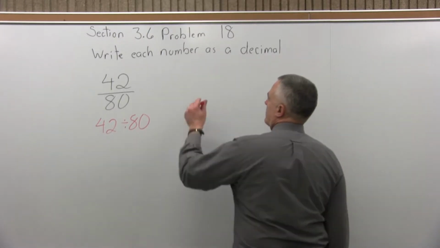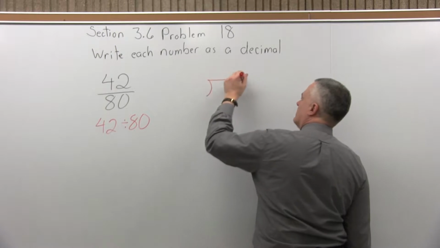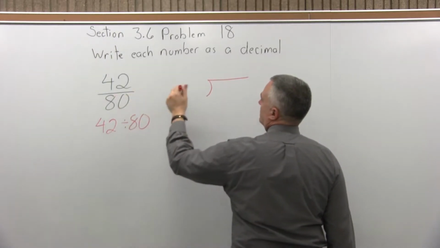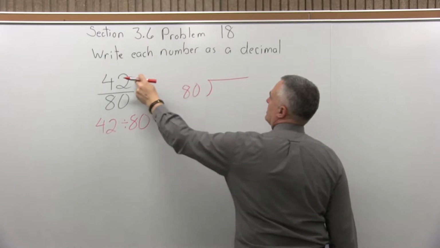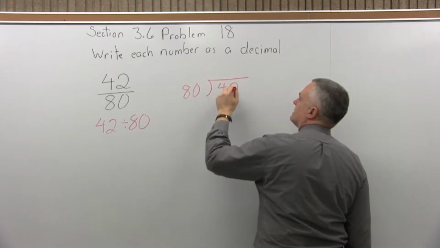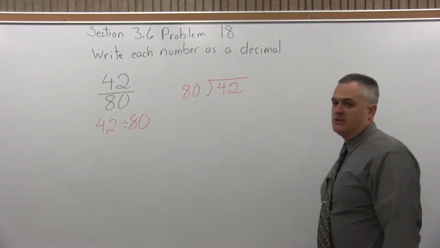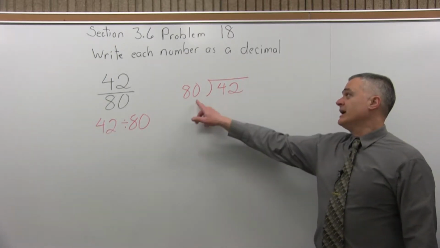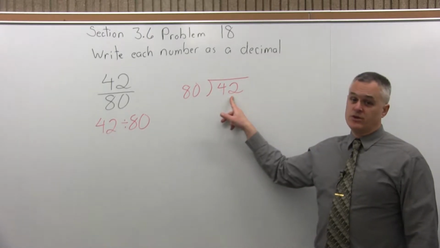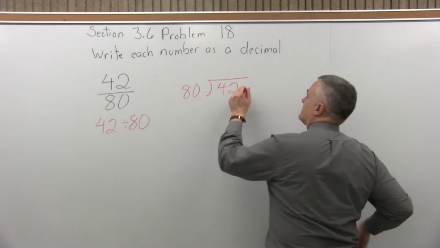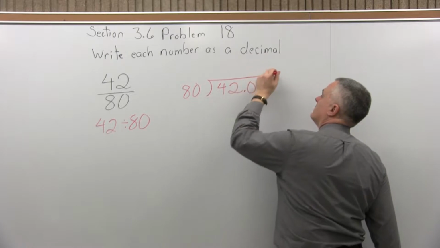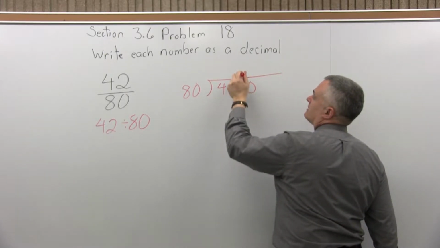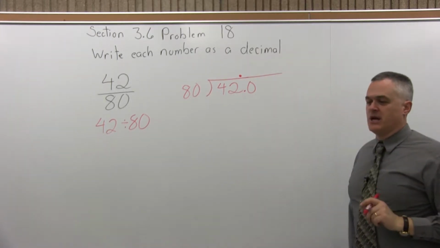If you don't have a calculator, what you do is set up a division problem. The denominator goes in front of the division symbol, the numerator, the 42 in this case, goes inside the division symbol, and you divide it out the long way. So 80 won't divide into 42. 42 is not big enough. So write it as 42.0 and treat the number as if it's 420. Let's bring the decimal straight up. You have to do that.